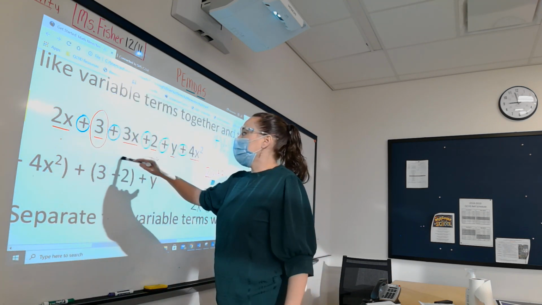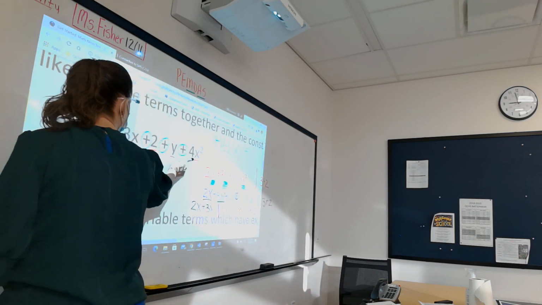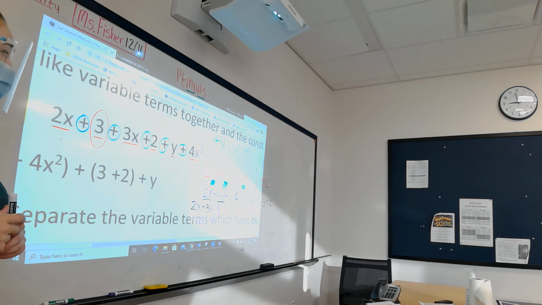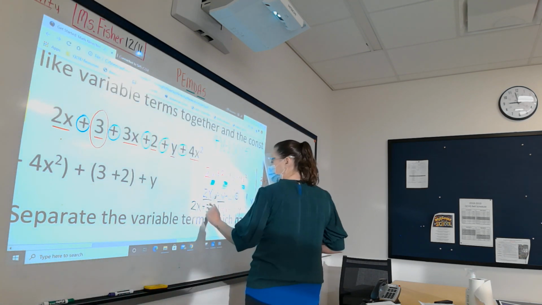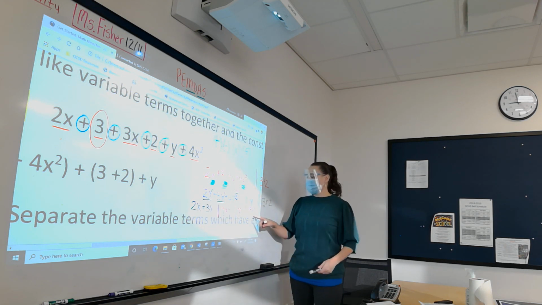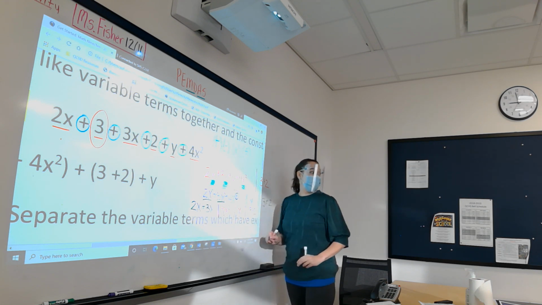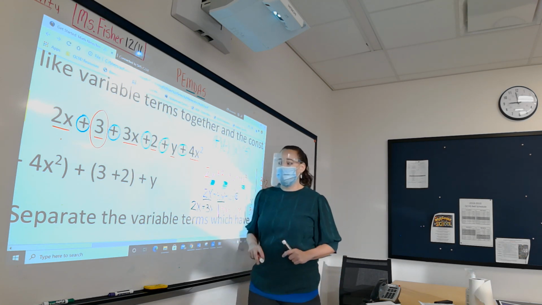So looking up here, out of your 6 different terms, the only terms that are like terms are your 2x plus 3x, they go together, and your 3 plus 2, they go together. So you can simplify by combining these like terms and these like terms. Okay? The other ones are not like terms. You can't combine them with anything.